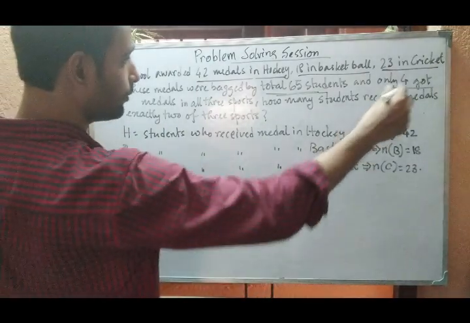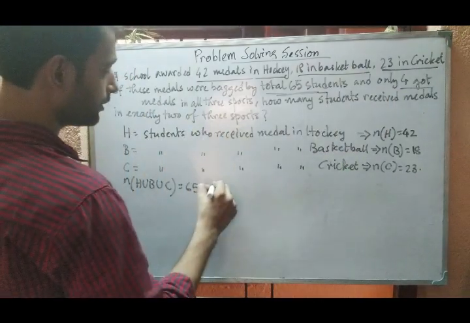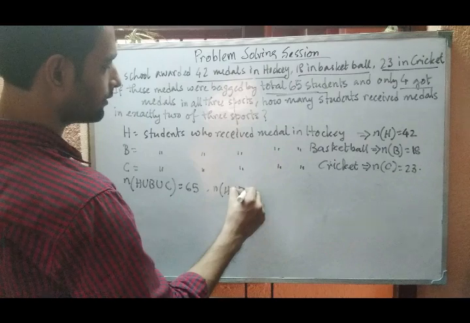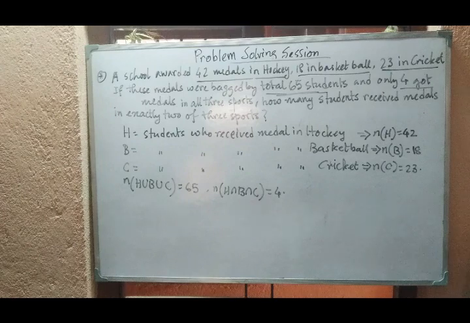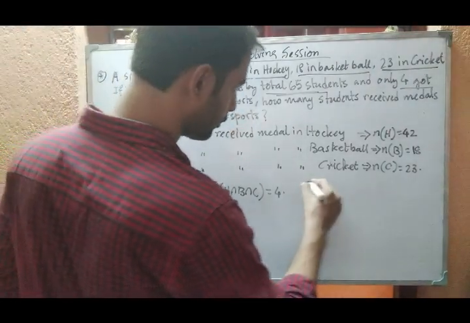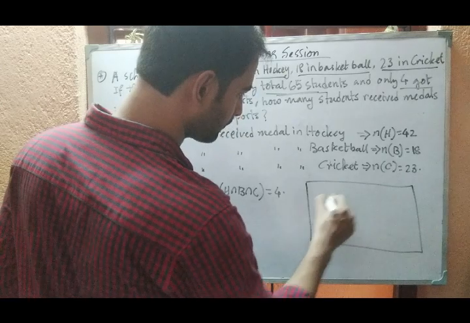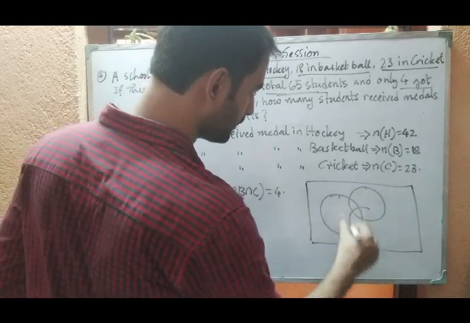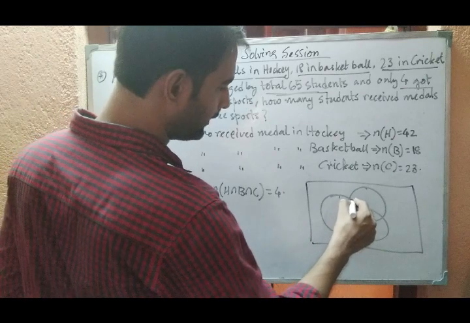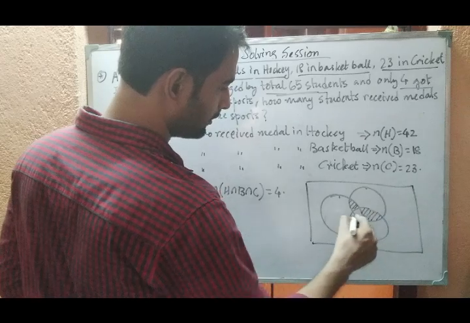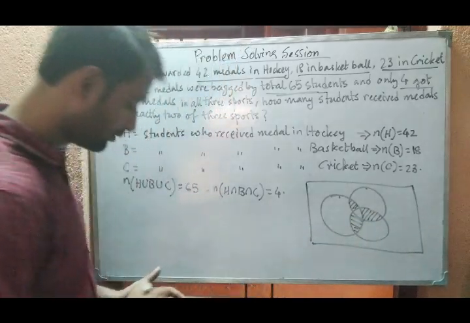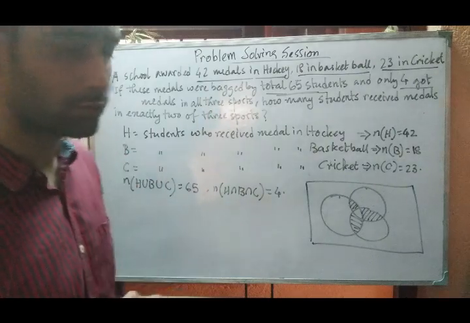and since 4 students got medals in all 3 sports, we can write the intersection is 4. Now with this information we have to find how many students received medals in exactly 2 of the 3 sports. So if we draw the Venn diagram for H, B and C, we will see we have to find this region that contains students who got medals in only 2 sports, exactly 2 sports.